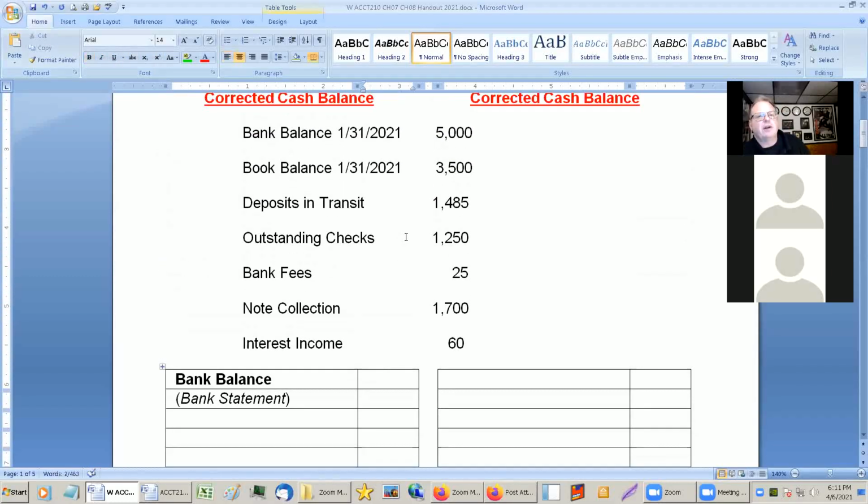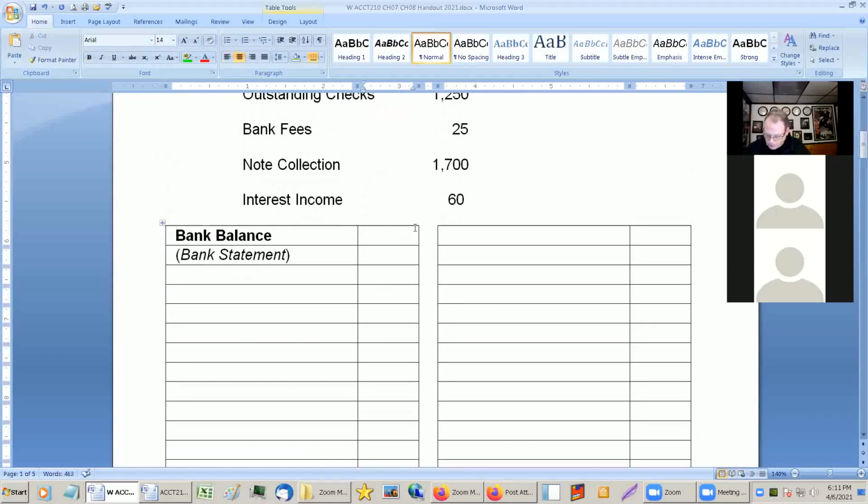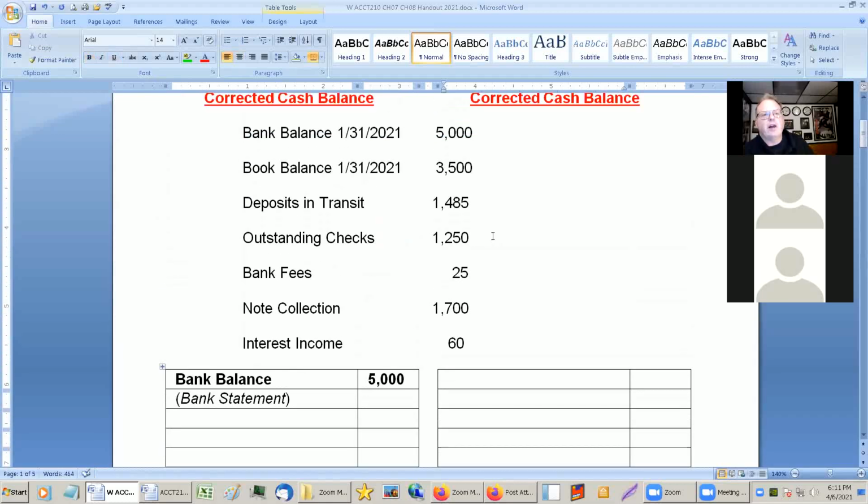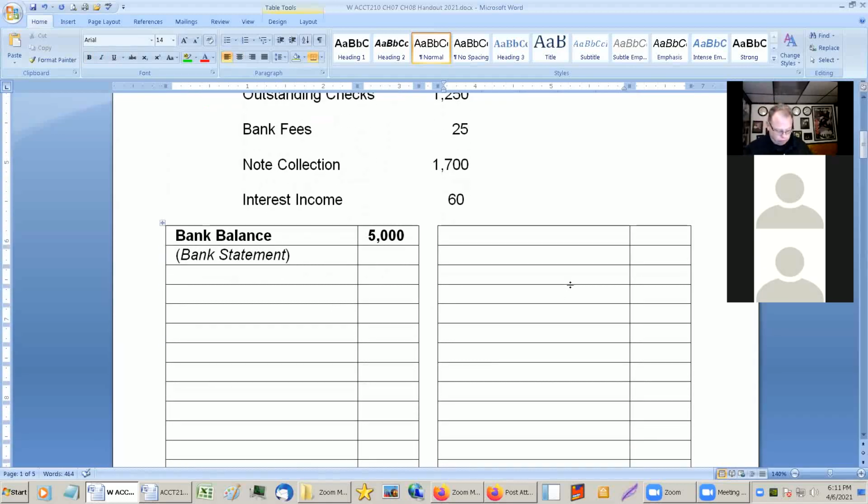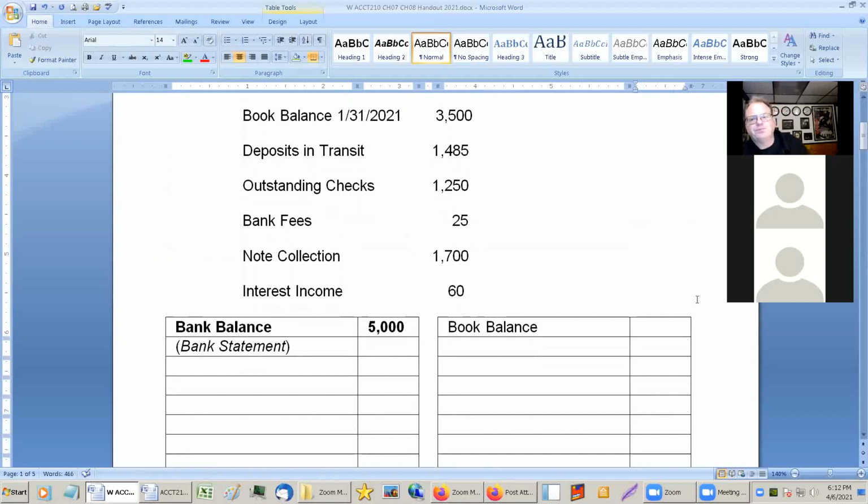Okay, so the bank said that we had $5,000. And we'll have the book balance, $3,500. And that comes out of our accounting records.